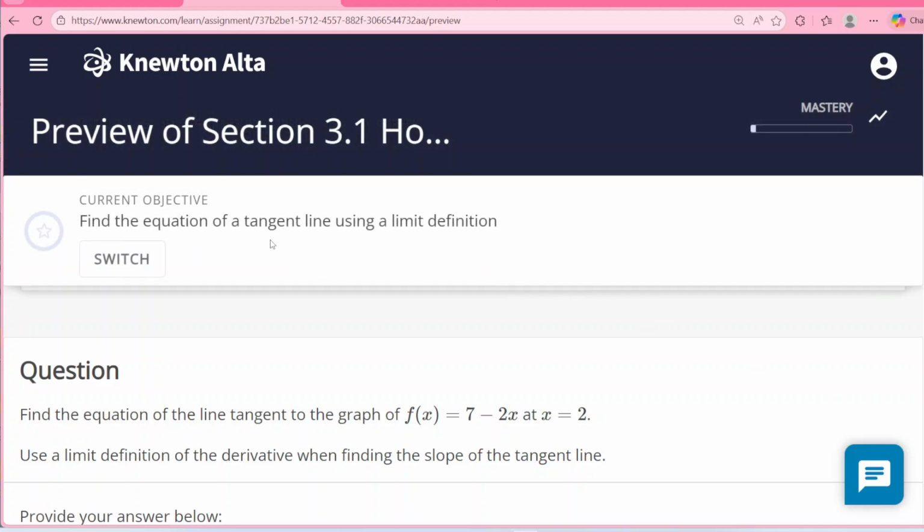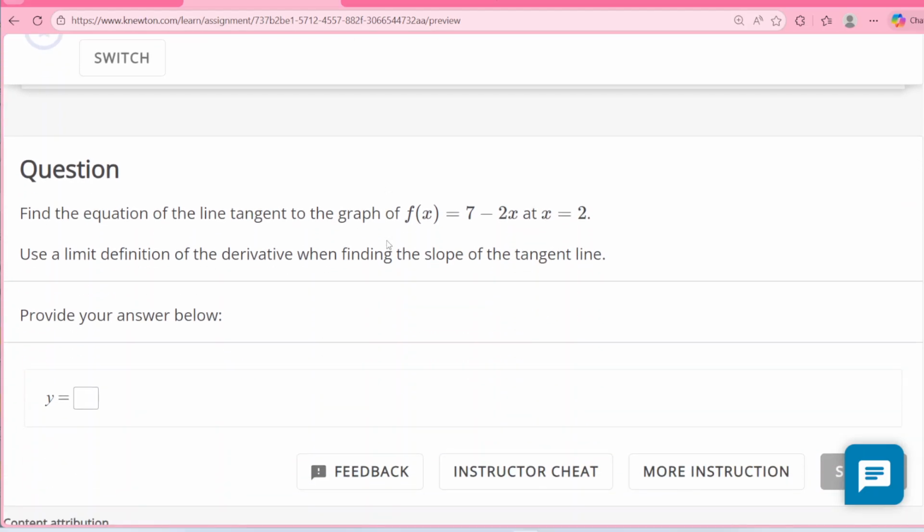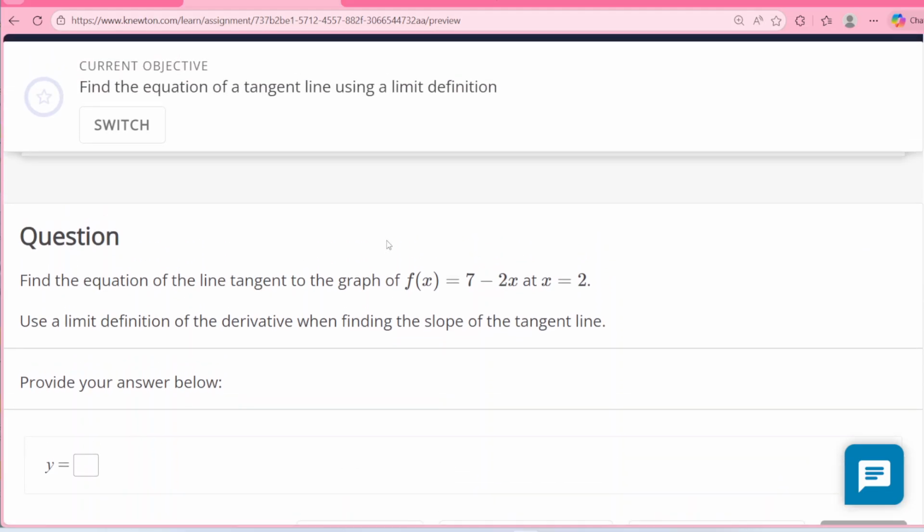All right, so this one says, find the equation of a tangent line using a limit definition. So a limit definition, right? You can use either one. I'm going to kind of fly by this one, all right? Oh, no, I'm not. This is a little different, right? Find the equation of the tangent line, not just the slope, right? So not only do we need the slope, but also, what is the equation of that tangent line?